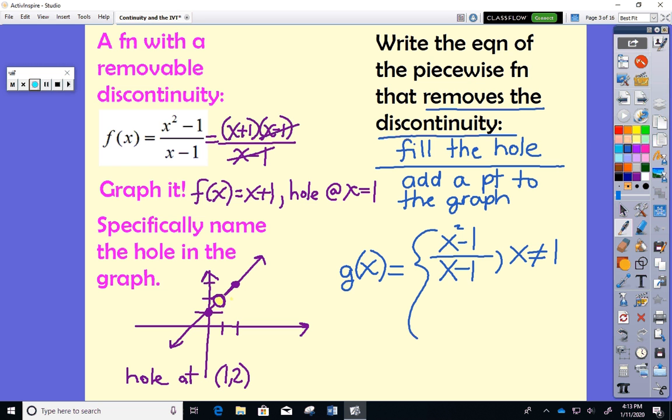Then I want to come through and fill the yellow hole. Wow, I was able to fill that in one try. That's pretty good. So that means I want my y-coordinate to be 2 when x equals 1. So I'm adding the point (1, 2) back into the graph. That is all it means to have a removable discontinuity and to rewrite the equation that fills or removes the discontinuity.